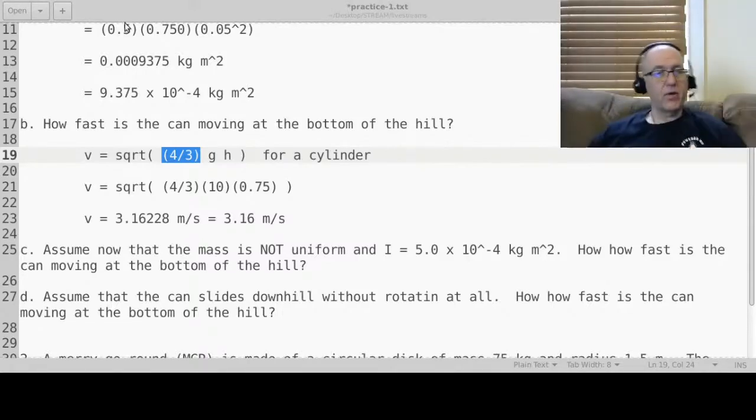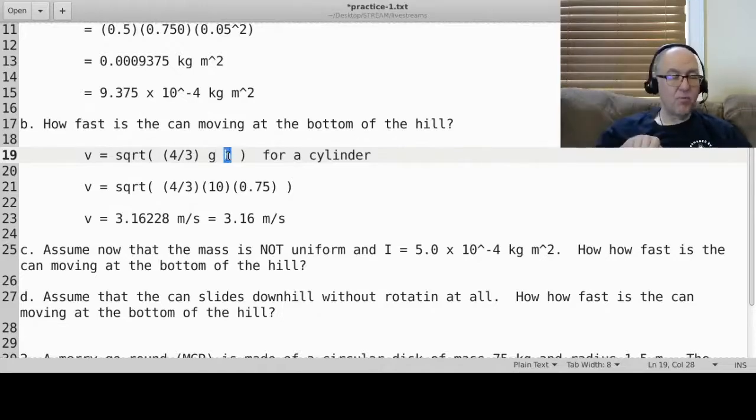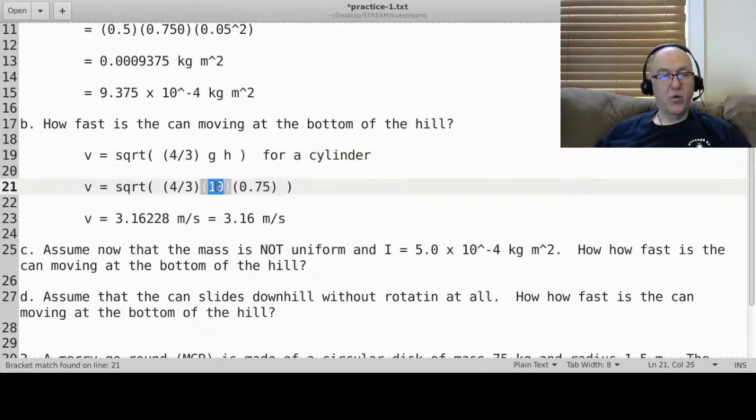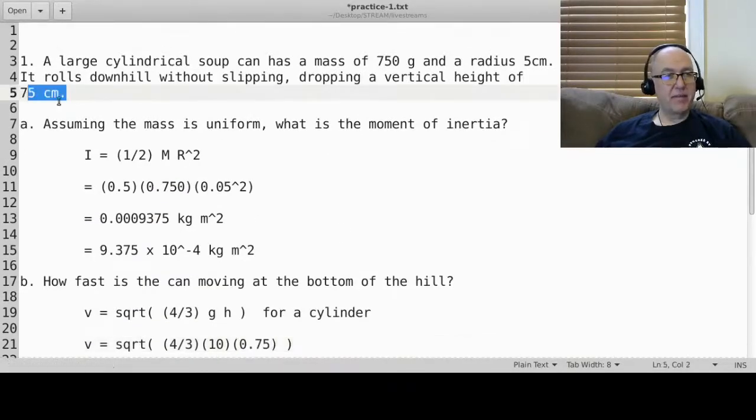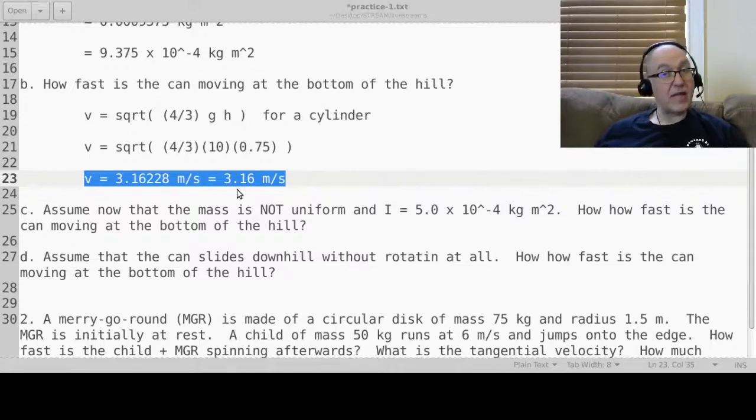So this formula here, velocity is equal to the square root of 4/3 GH. That's for a cylinder that drops down vertically h. And g, of course, is 10 meters per second squared. So if a cylinder rolls downhill, and the vertical drop is h, you can use this formula. So I just plugged in the numbers. For g, we're using 10, and the vertical drop I said here is 75 centimeters. So it drops 75 centimeters, and that gives you that the velocity of the center of mass when it gets to the bottom of the hill is 3.16 meters per second. So that's how fast it's rolling.